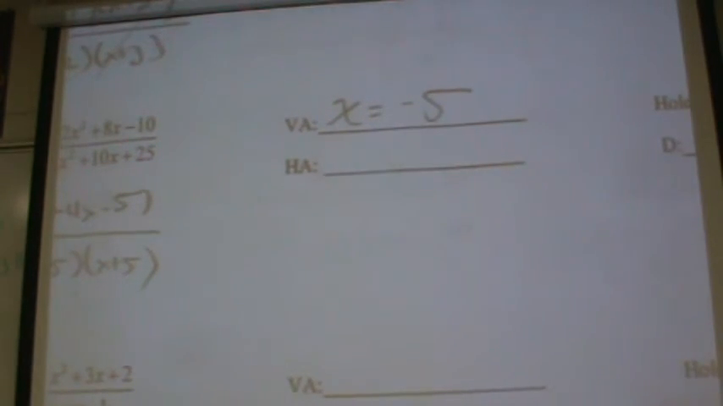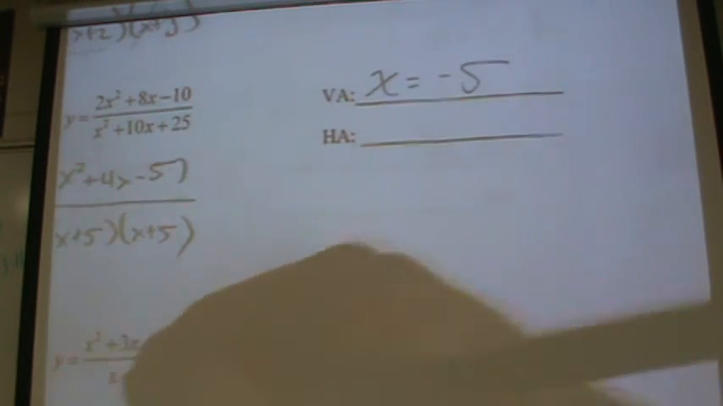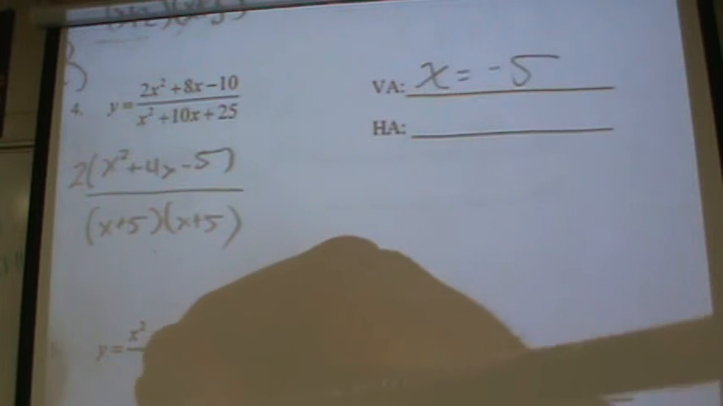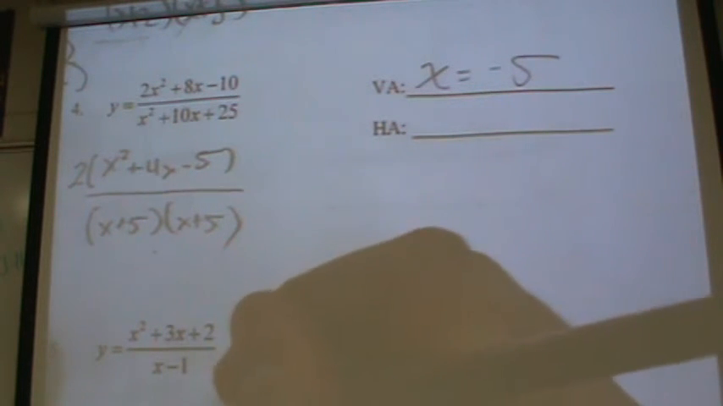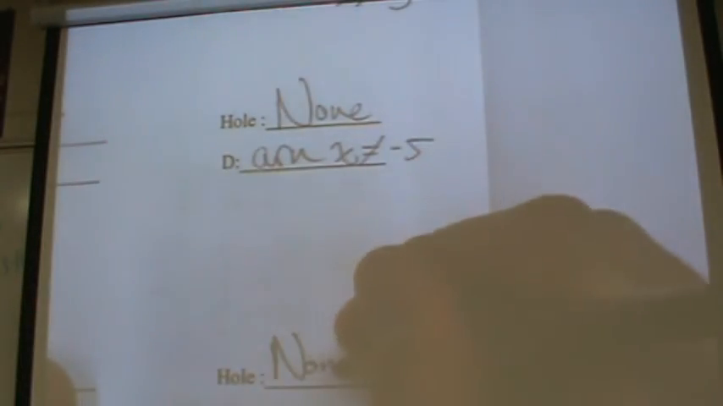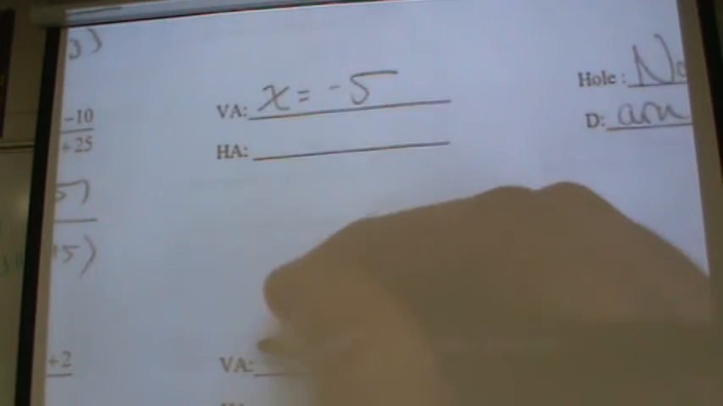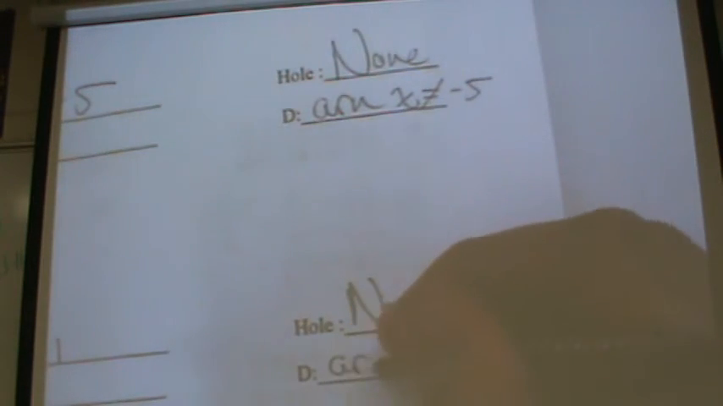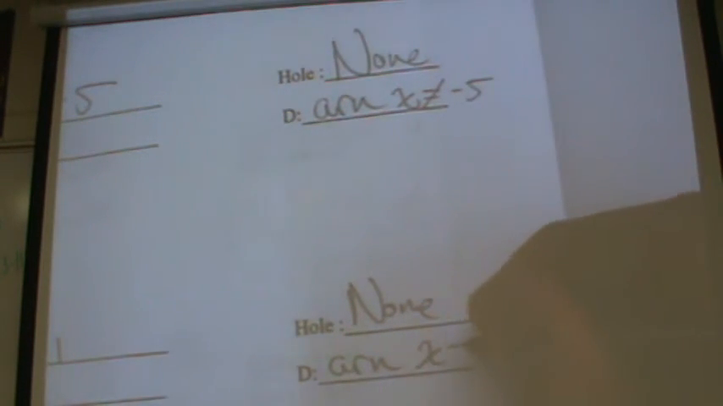Can you go fast? Yep. Okay. Super fast. Alright. Y equals, what is this factored? x plus 2, x plus 1. Is there a hole? Nope. What's the vertical asymptote? It's x equals positive 1 here. So all real numbers, x can't be 1. That's one.